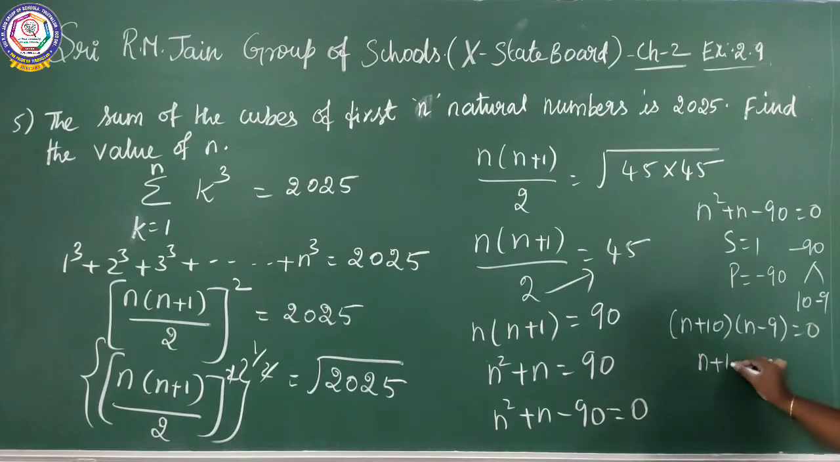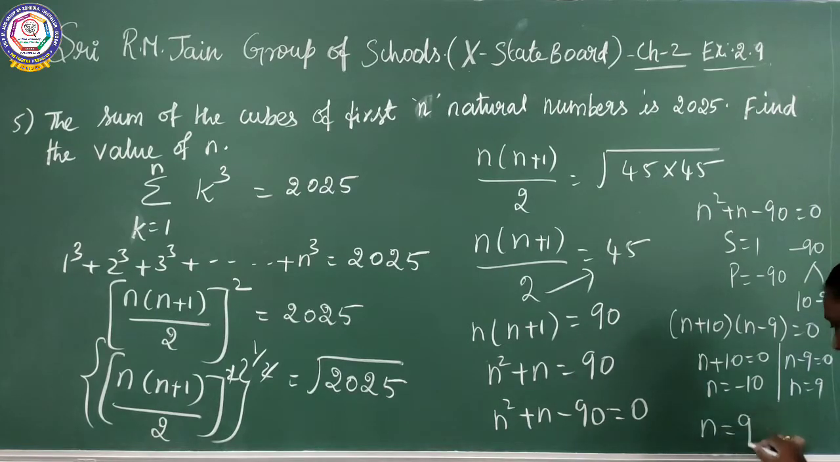n plus 10 equal to 0, n equal to minus 10. n minus 9 equal to 0, n equal to 9. We already saw this in the previous sum itself. n should be a natural number, so n cannot be negative. So we cannot take this value. We can take n value equal to 9. This value is not applicable.